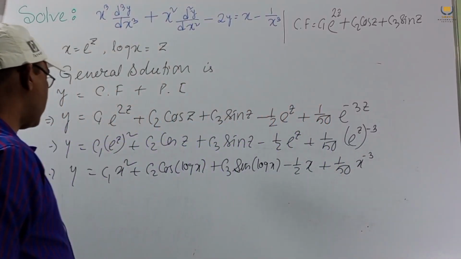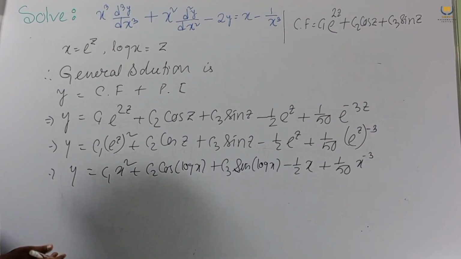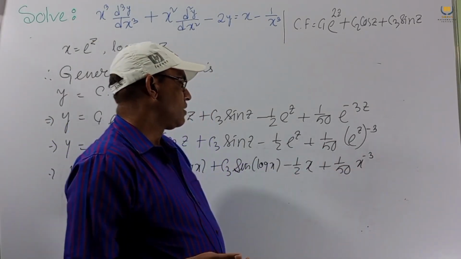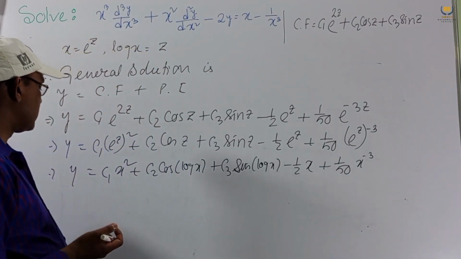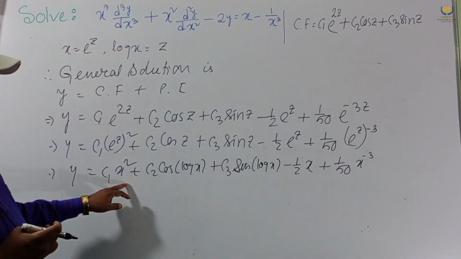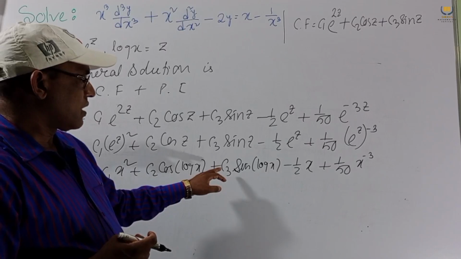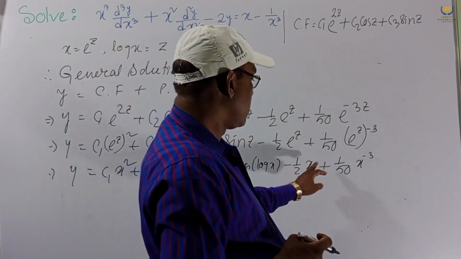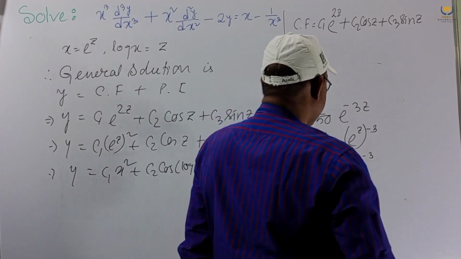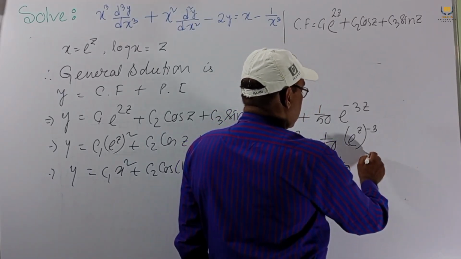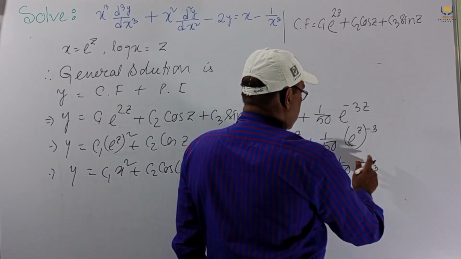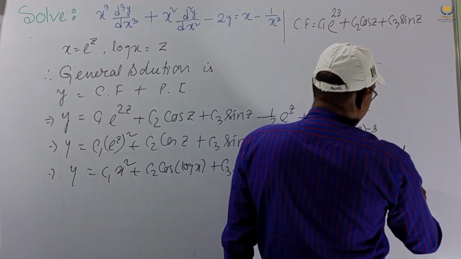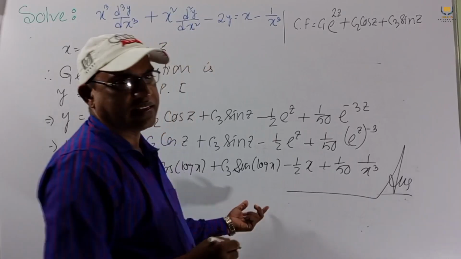Now finally we can write this as the answer. We can write 1 by x cube also, and this is the final answer: y equals C1 x square plus C2 cos of log x plus C3 sin of log x minus 1 by 2 x plus 1 by 50, or we can write minus 1 by x cube also. This is the final answer of the given problem. Very easy solution.